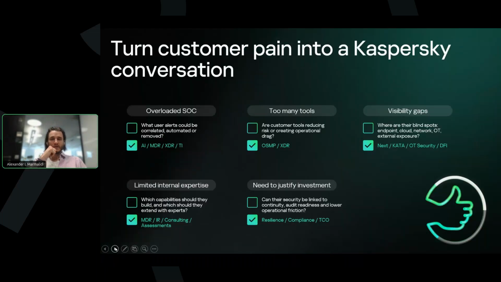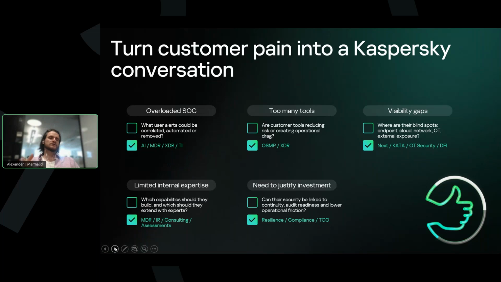Now, another important point is, of course, turning their pains into a conversation. And as I mentioned, their pains could be various, but from technical standpoint, it would be overloaded security operations, too many tools, visibility gaps. From business standpoint, it would be a limited internal expertise, need to justify those investments, and just some examples.